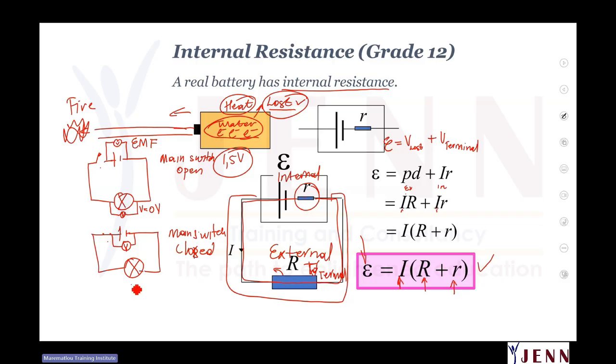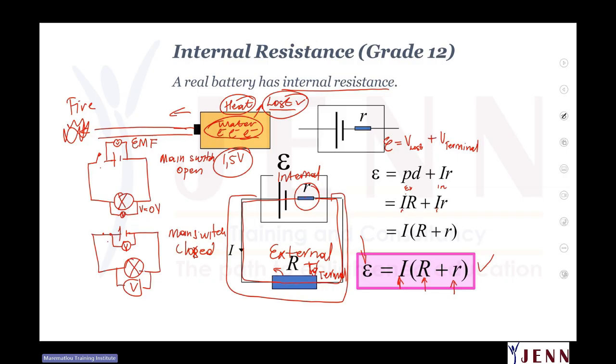So the reading here on this bulb will not be zero because the main switch is closed. TV is operating, lights are operating in the house. The main switch is closed, so everything in the house is working. But if the main switch is opened, everything in the house is not working.